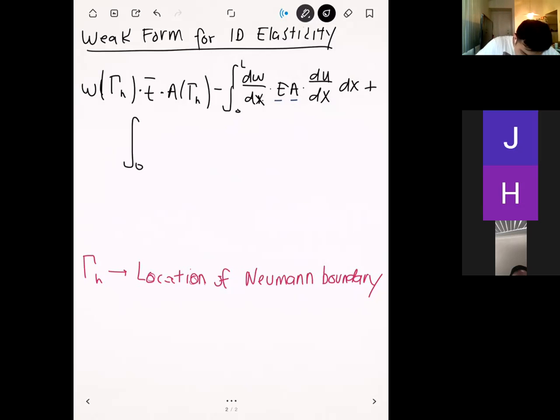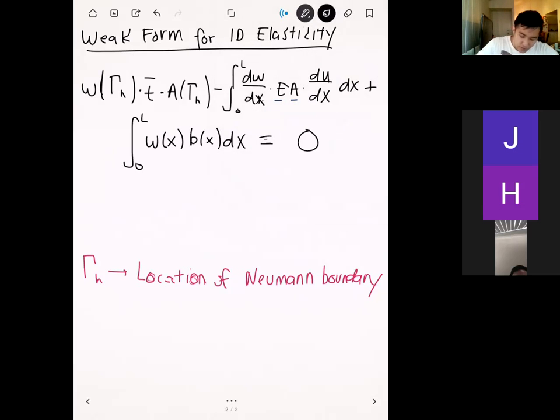Okay. And then from there we have our body force term. And so that's just the integral over the domain. So the integral from 0 to L of W(x) times b(x) dx. Okay? And all of this is equal to 0.